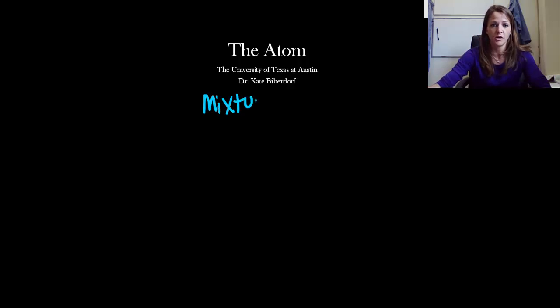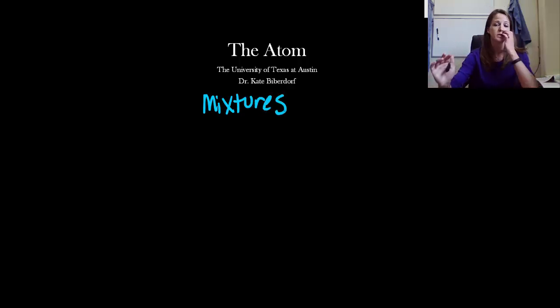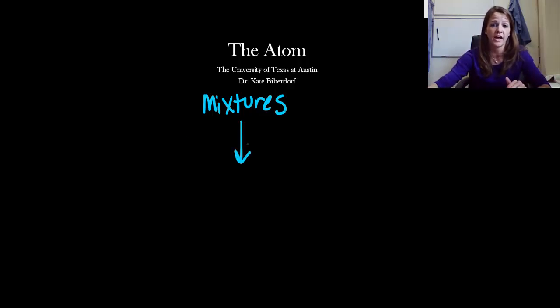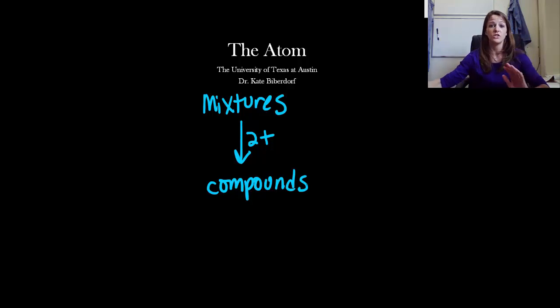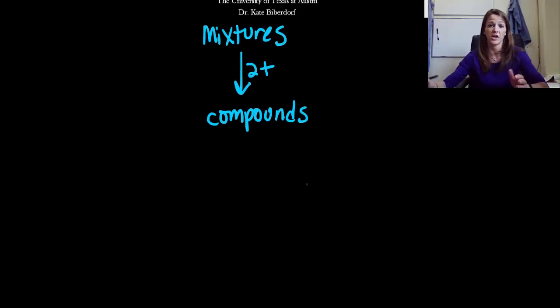We discussed mixtures a couple different times now, so we know there's two different sections. We either can have a homogeneous mixture, in which things are all one phase, or we can have a heterogeneous mixture, which has multiple different phases. Regardless, in order to have a mixture, by definition, you absolutely have to have two compounds. So I'm going to write 2 plus because you can have more, but you have to have at least two compounds.